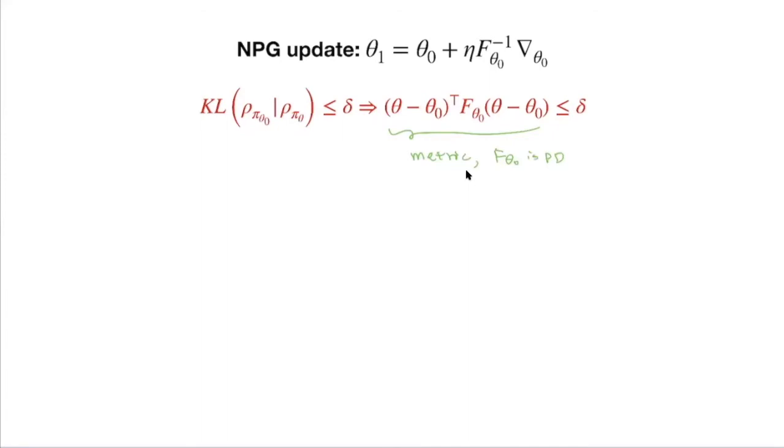Right, because if theta and theta 0 are equal to each other, then this quantity is 0, right? If they're really far away from each other, this quantity is also really big. So this is a valid definition of distance, right? And no one says that Euclidean distance should be the best one to use. It's just very convenient to use Euclidean distance, but it's not necessarily the best, right?